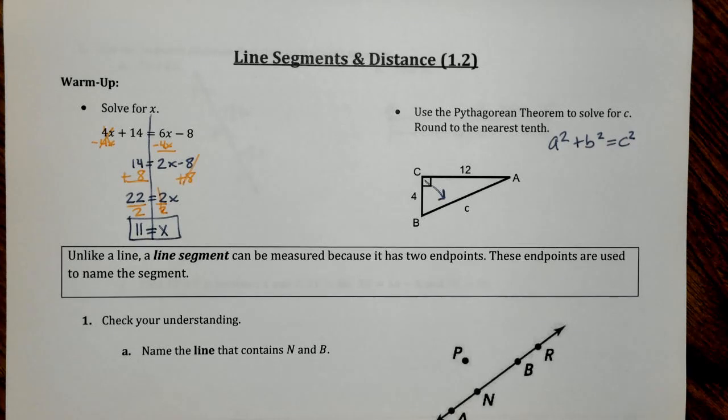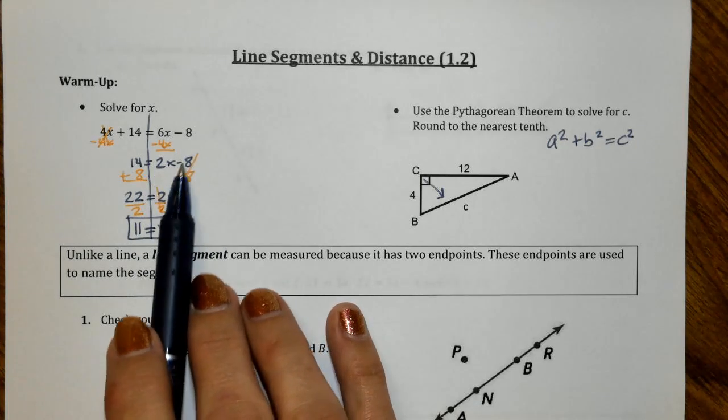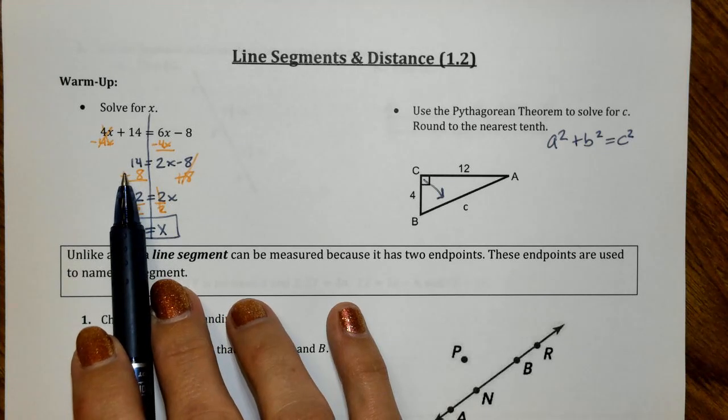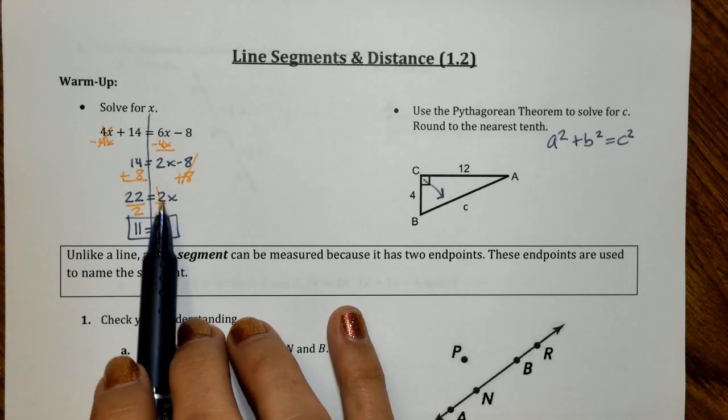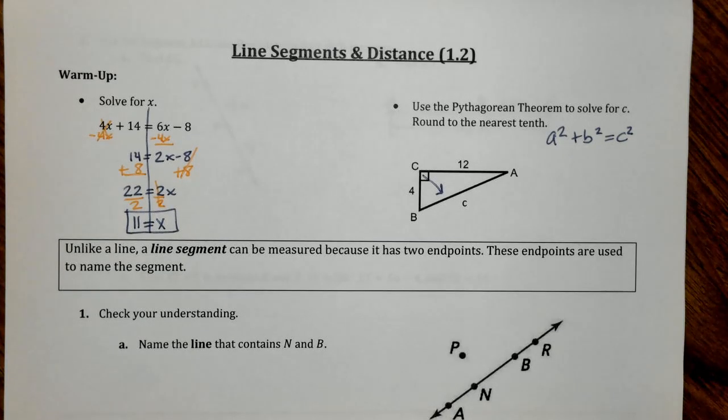With this, we need to move our variables first. That's always suggested. I suggest move the variables first and move the larger variable. Once we did that, we got 14 equals 2x minus 8. Now we need to get the constant away from that variable and coefficient. So we do the opposite operation, get it to the other side. Then we need to get rid of the coefficient in front of the x. In this case, it's multiplying, so we need to divide both sides, and we get 11.